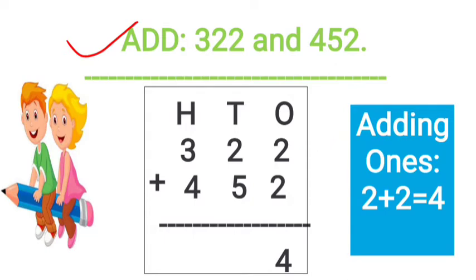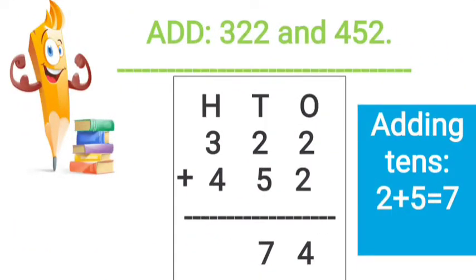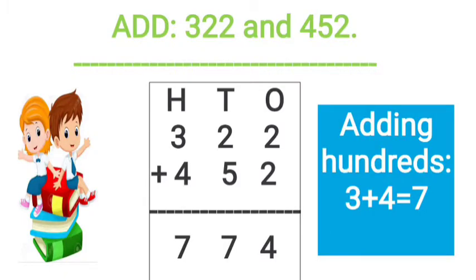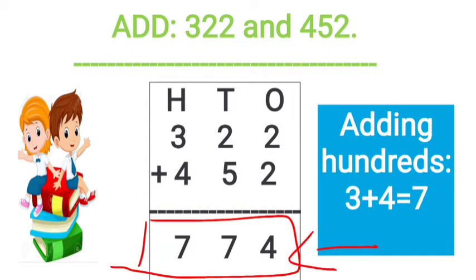Now we are going to add the ones column. Add 2 plus 2. What do we get? 4. Right, in the ones column. Now we will add the tens column, which is 2 plus 5 is 7. Now after this we will add the hundreds column, which is 3 plus 4, which is 7. So our sum is 774. The result obtained after addition is called the sum.